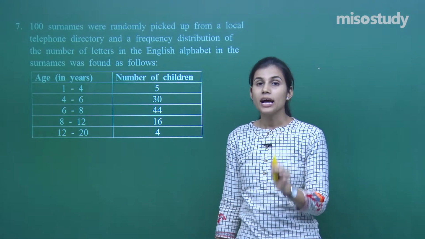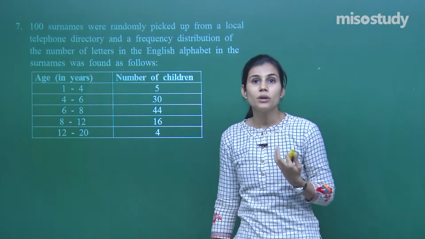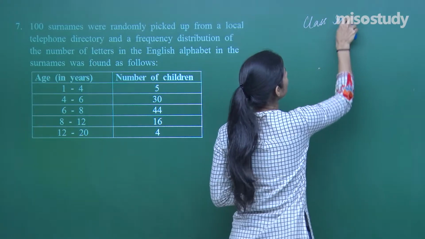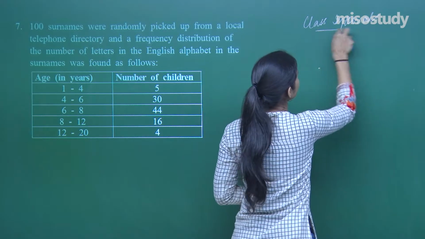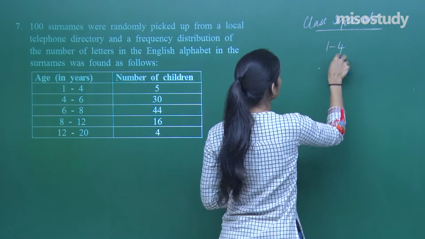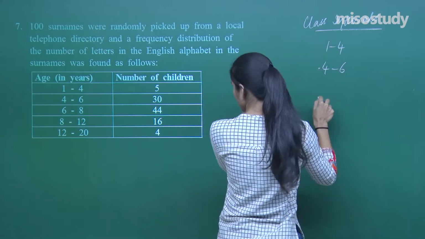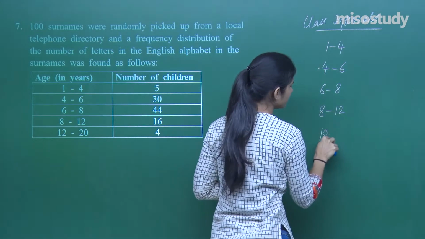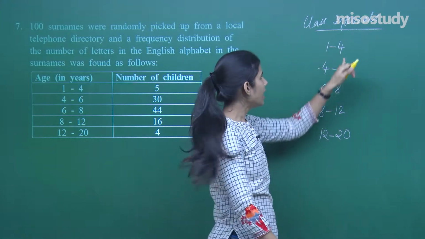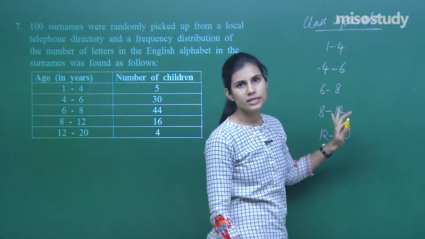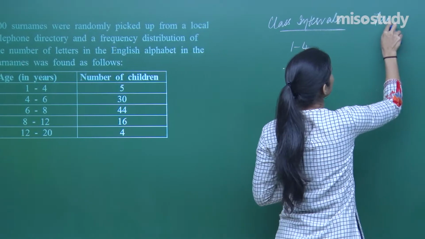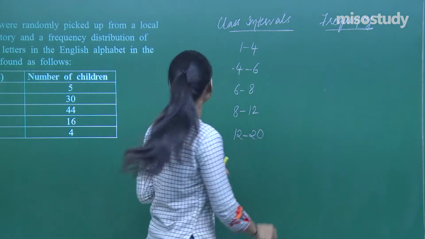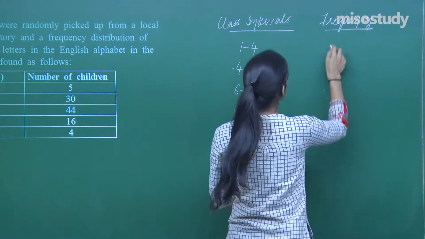How do you draw a histogram? For the data, when the class intervals are continuous but of unequal class size, what we do, we write the class intervals. We don't change them. We write the class intervals as they are, 1 to 4, 4 to 6, 6 to 8, 8 to 12 and 12 to 20. It is of course an exclusive case. Upper limit is not included in the class intervals, lower is included. We write the frequency, but not with this frequency are we going to draw the histogram. What is the frequency? 5, 30, 44, 16, 4.